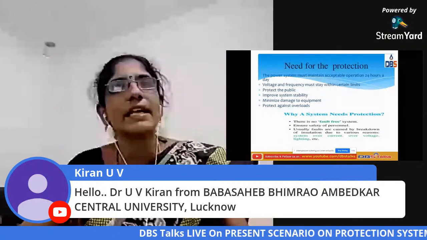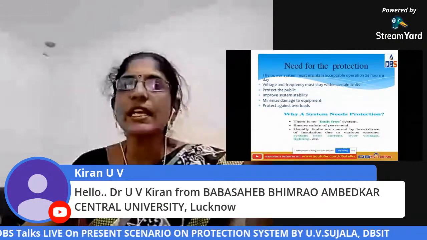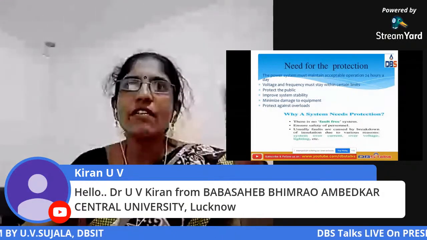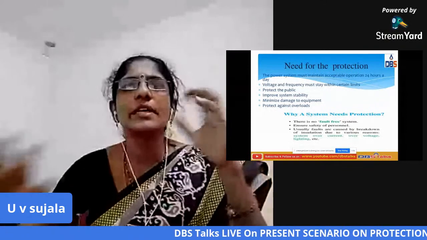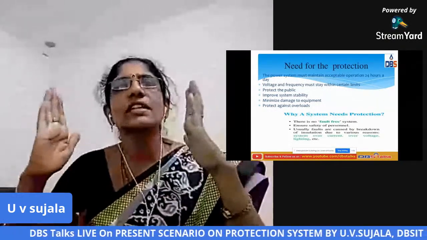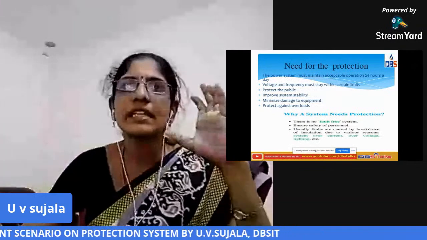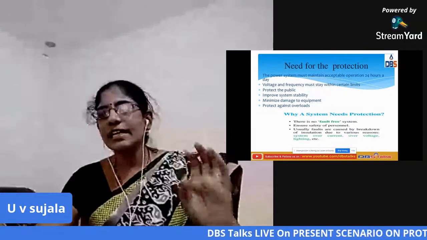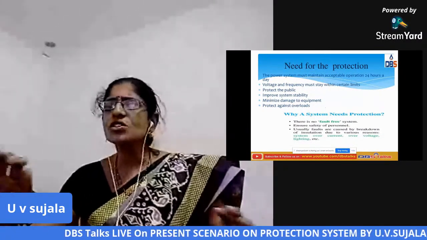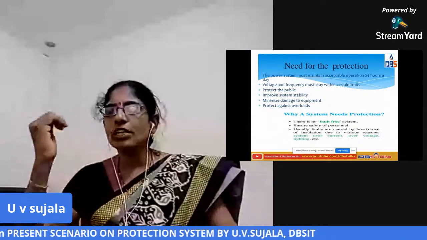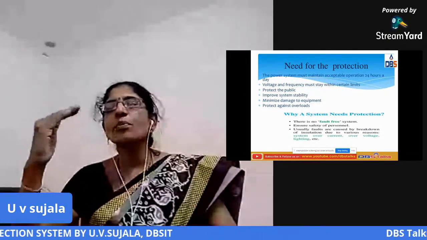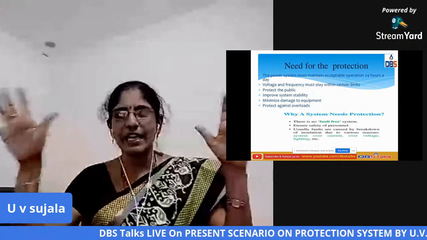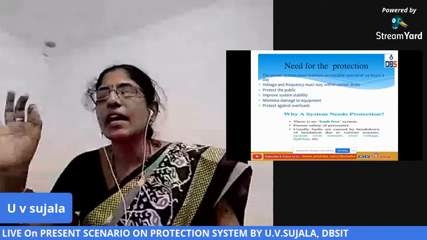Protect the public, and you have to improve the reliability, the stability, the sensitivity, and whatever the speed and time, all have to be improved. Then you have to minimize the faults obtained in the system. So protect against overload and minimize damage to equipment. What is the need of the protection system? A short circuit protection device is installed with the aim of protection and ensuring continuity of the supply of energy. From that point of view, we have the protection system.